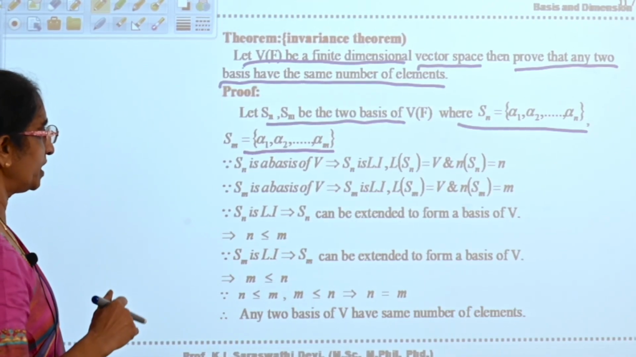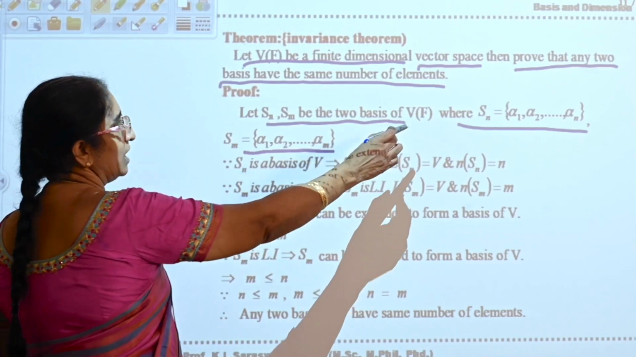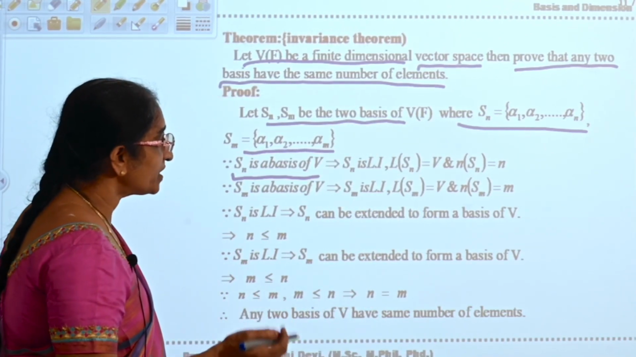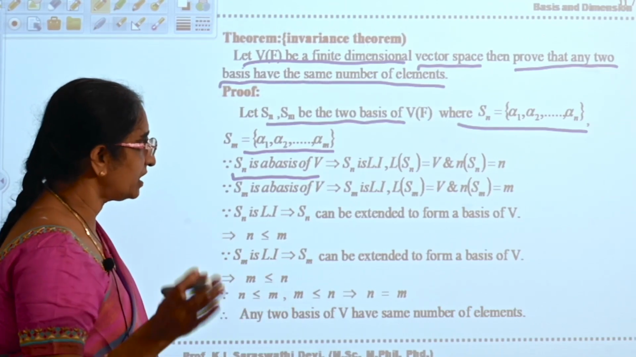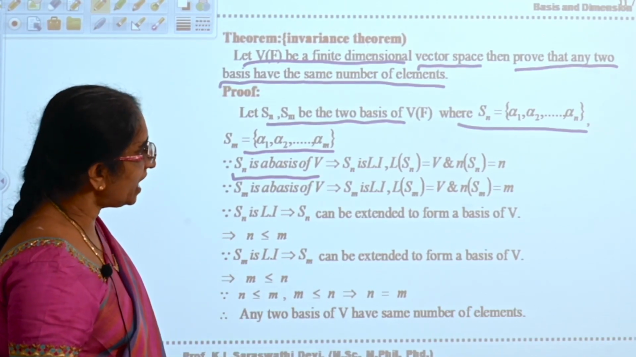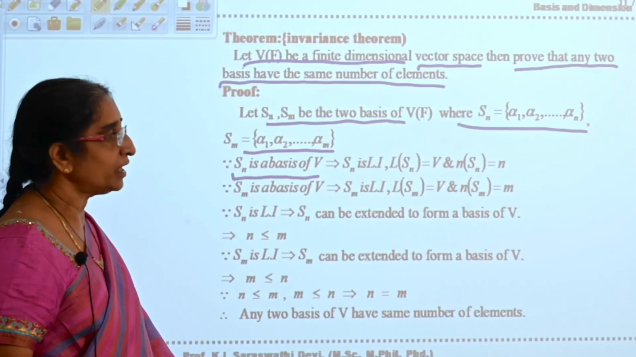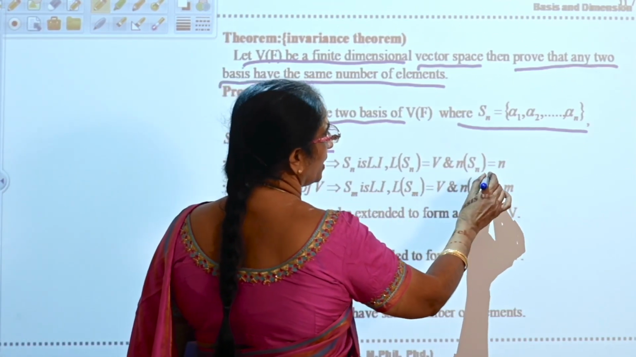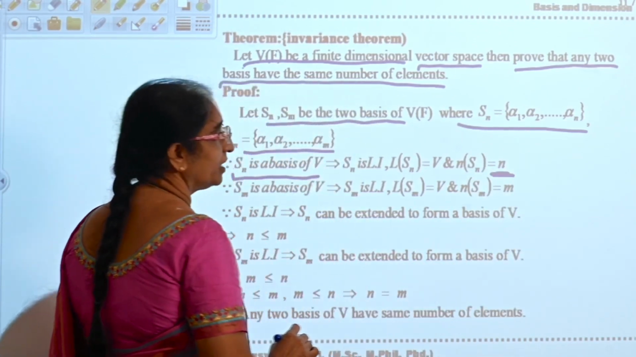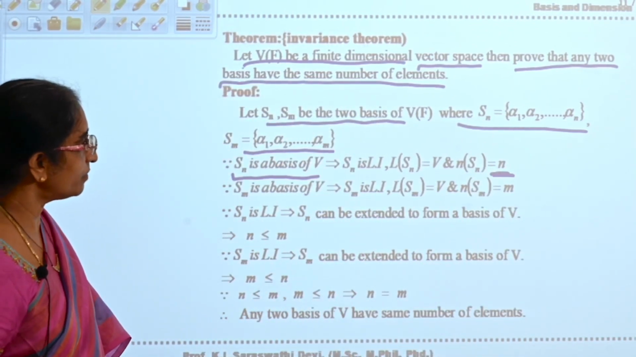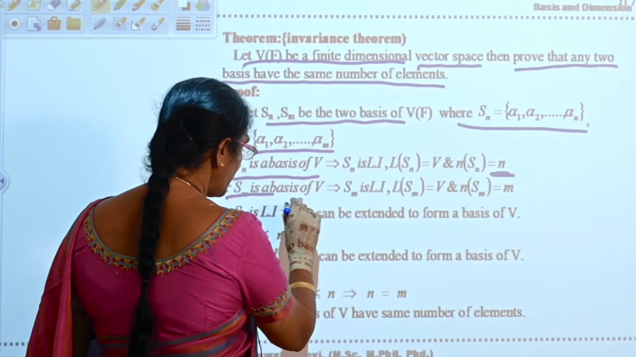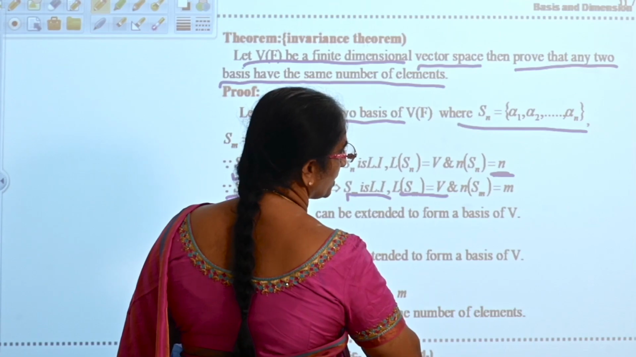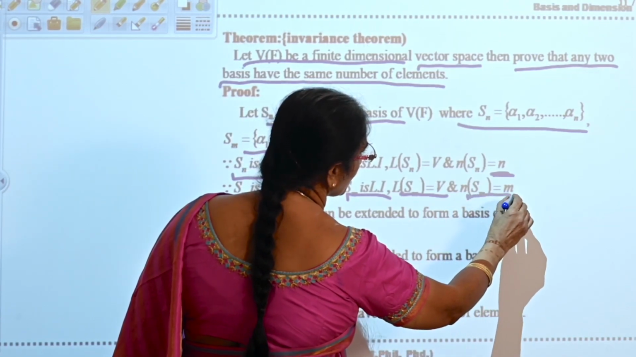For that, suppose Sn is a basis of V. Sn is a basis of V means Sn is linearly independent, and L of Sn is equal to V. And how many elements are there in Sn? n elements are there. So the number of elements in Sn is n. Similarly, Sm is a basis of V. Sm is linearly independent, L of Sm is equal to V. So the number of elements in Sm is m.